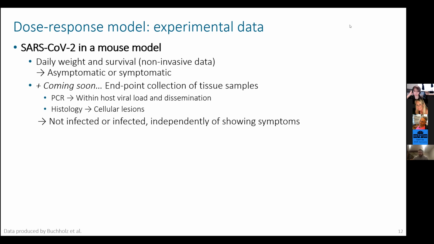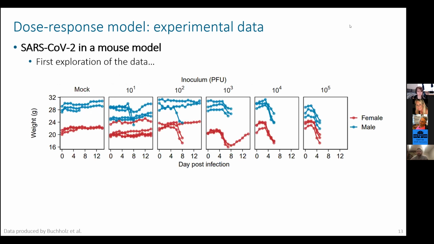And we don't have those data yet, but they also collected, at the end of the experiment, either when the animals got too sick and had to be euthanized, or at the end of the experiments where they were euthanized, some tissue samples that would be tested by PCR and histology. And this will be interesting to answer your question, Alex, to detect the individuals that were infected but didn't show any symptoms. So the ones that we might miss if we're only focusing on the symptoms.